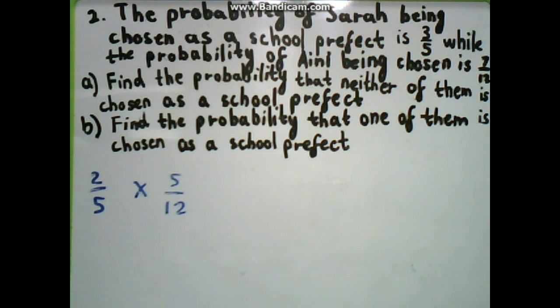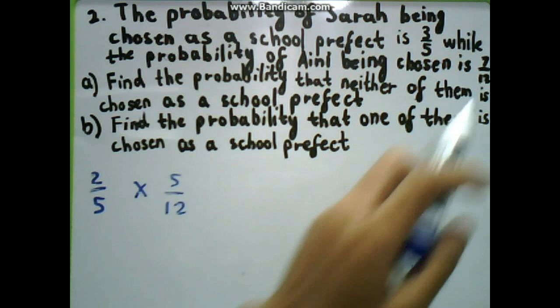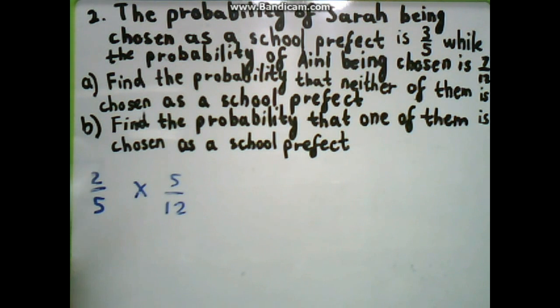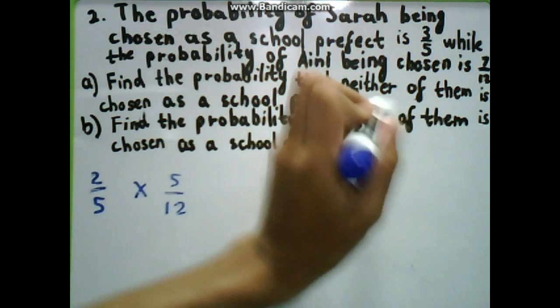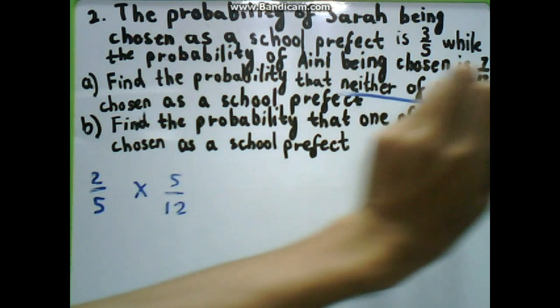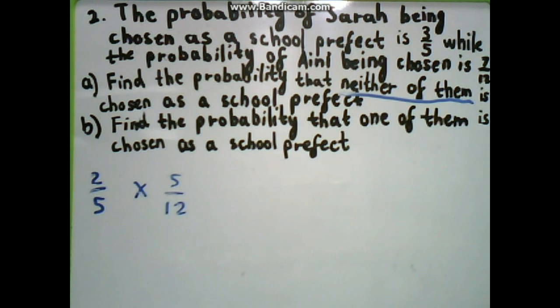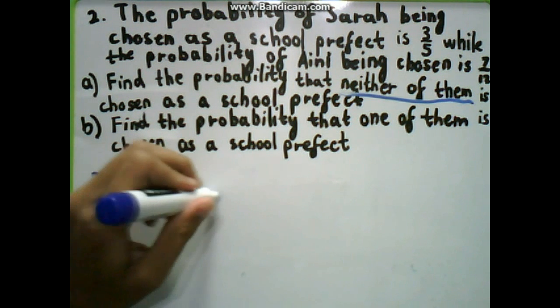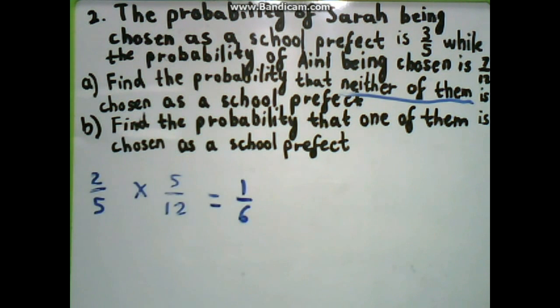If it doesn't want that, you need to do the opposite, because if the question were to say that both of them were chosen as a school prefect, then it should just be 3 over 5 times 7 over 12. But the question wants that neither of them is chosen as a school prefect. So this is important. Neither of them is chosen. So 2 over 5 times 5 over 12 should get 1 over 6. So that's the answer for A.